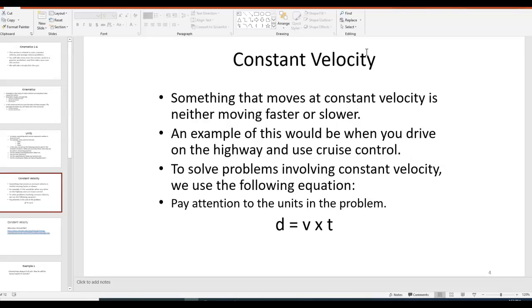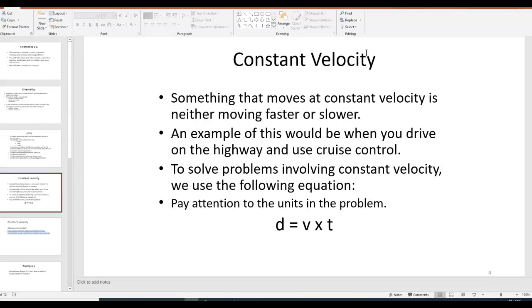Okay, now constant velocity. There's lots of different ways an object can move. The easiest possible way for an object to move is with what's called constant velocity. And basically, to move at constant velocity means you're moving at a rate that you're not speeding up or slowing down. You're basically moving in a straight line at a set pace.